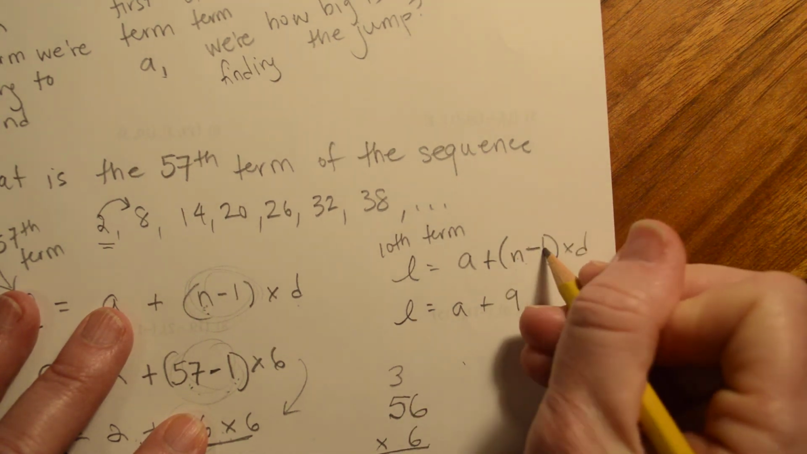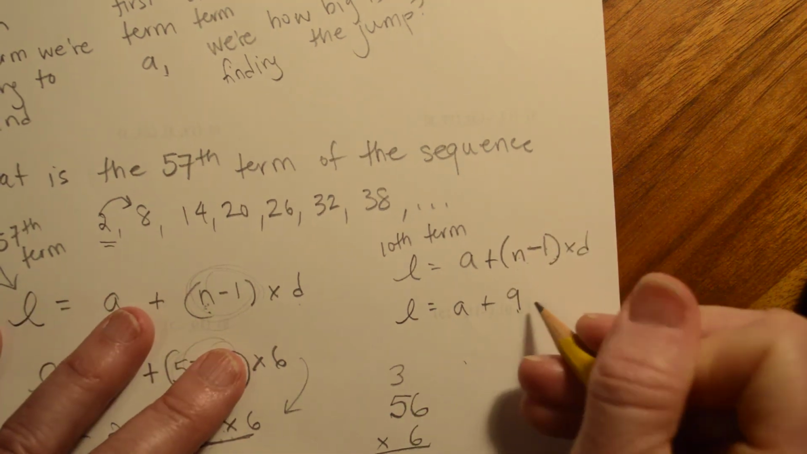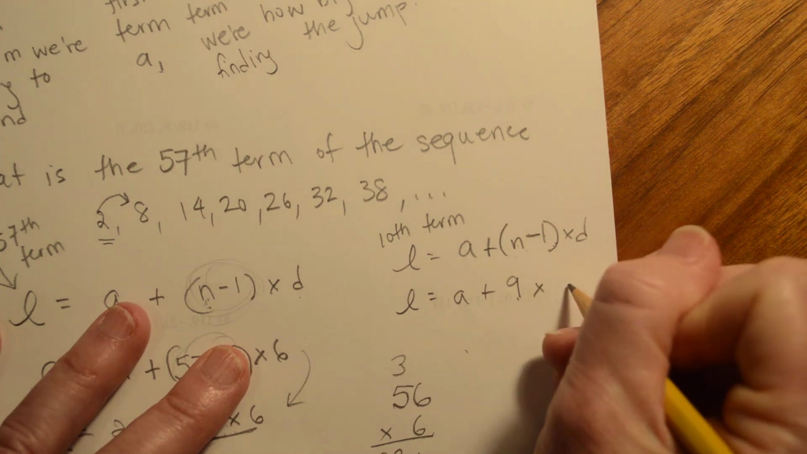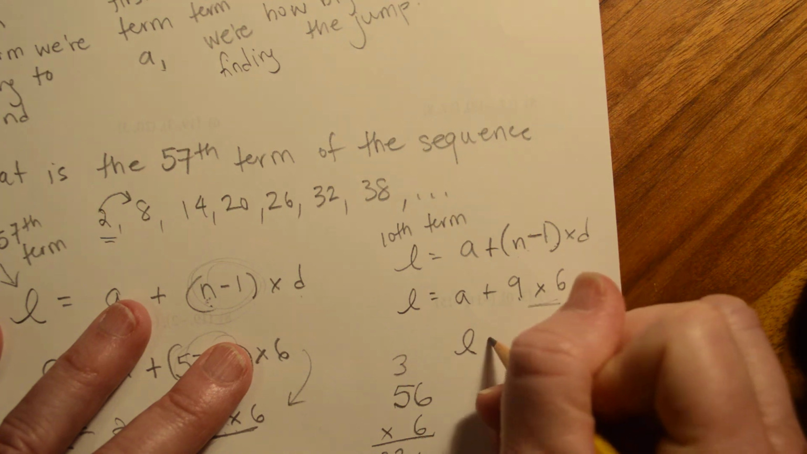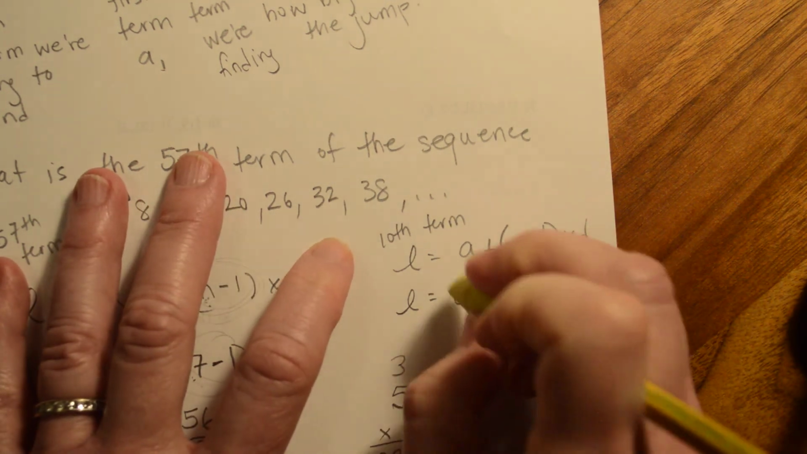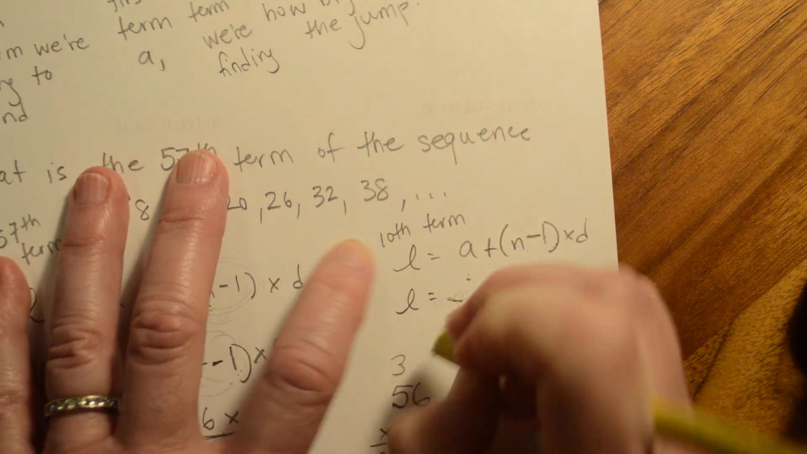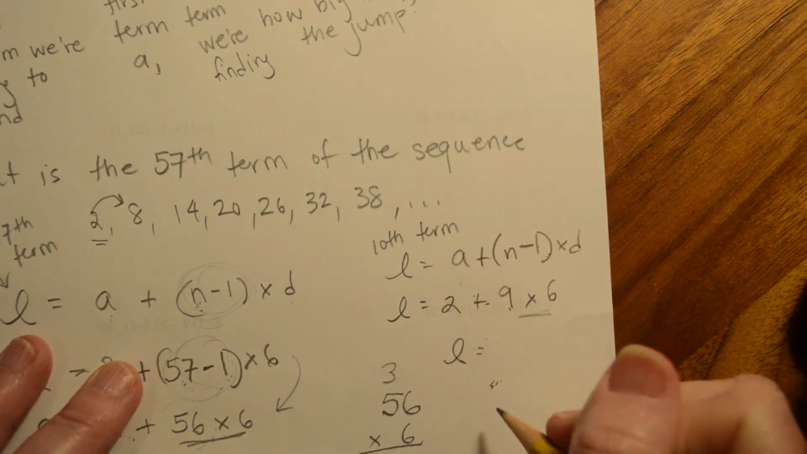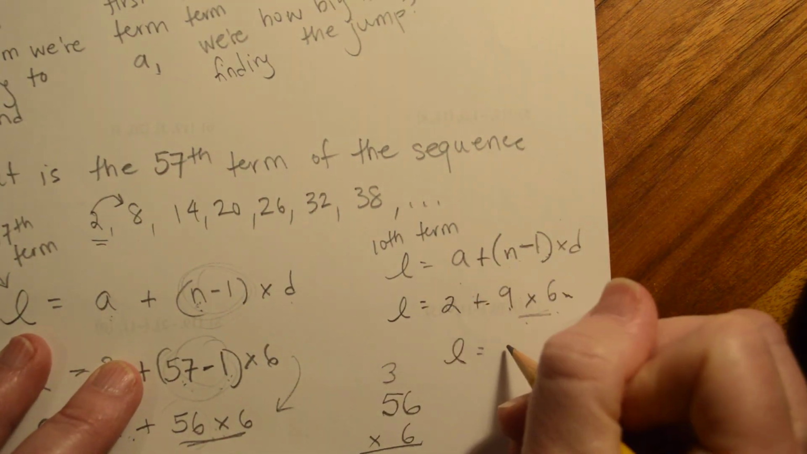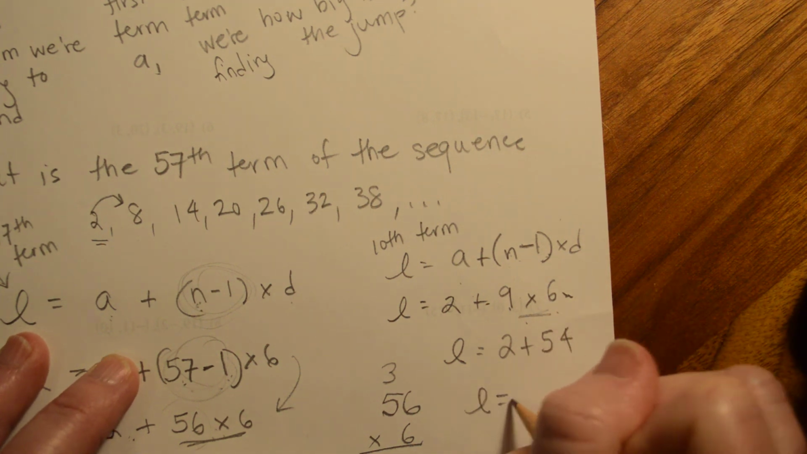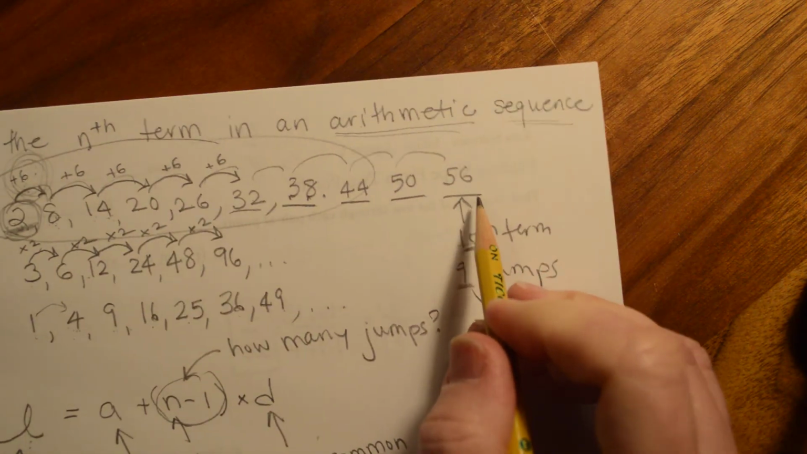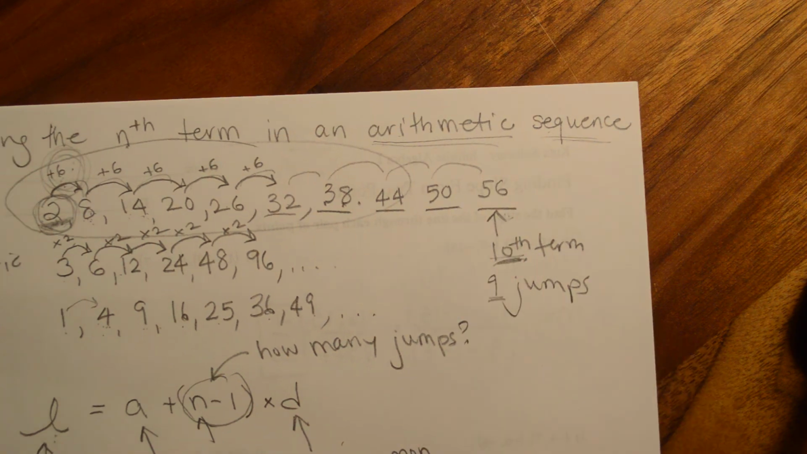So either you could write 10 minus 1, or you could just say, I know I need 9 jumps, times the size of each jump, which was 6. Order of operations says do this first. Oops, I don't know why I put A instead of 2. This is 54, so we've got 2 plus 54, and 2 plus 54 is 56. And that is exactly what we found when we did it without using the formula.